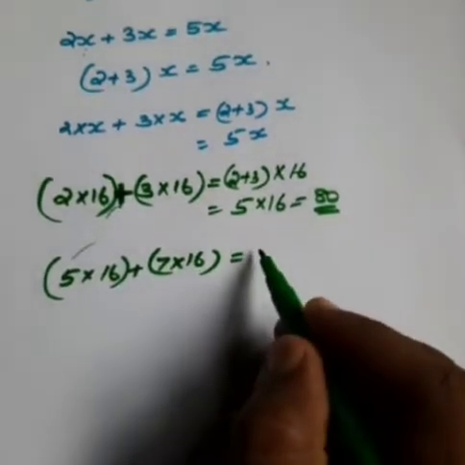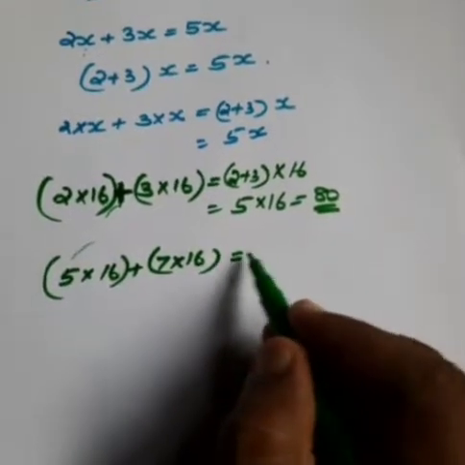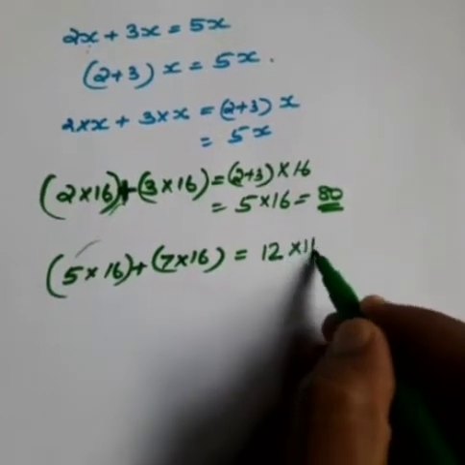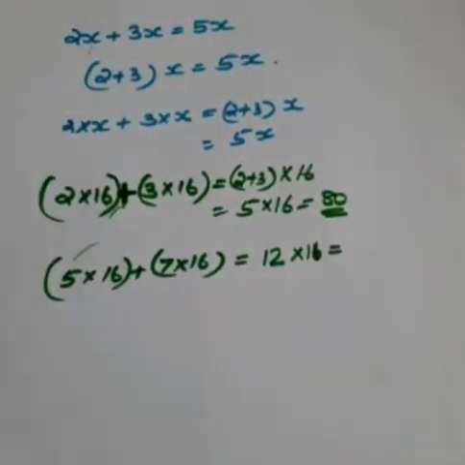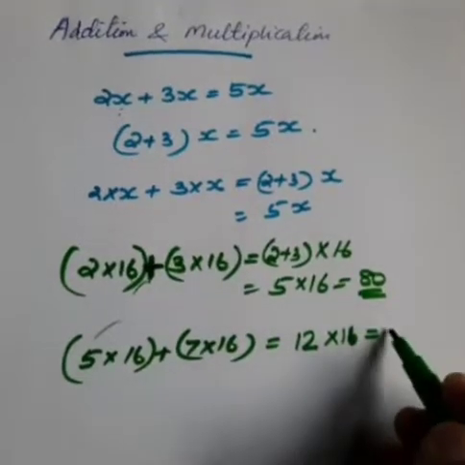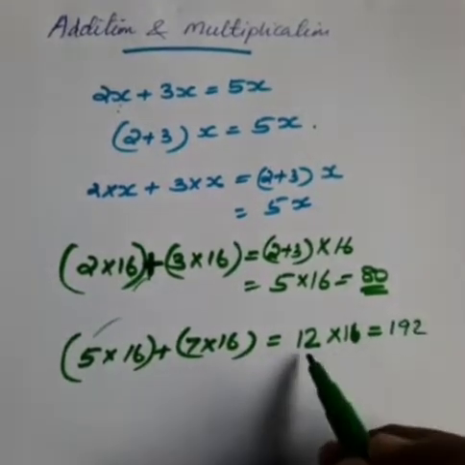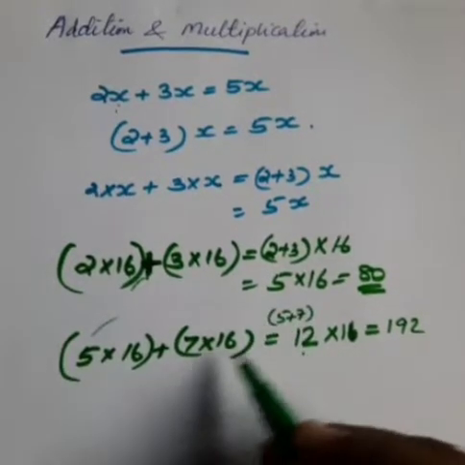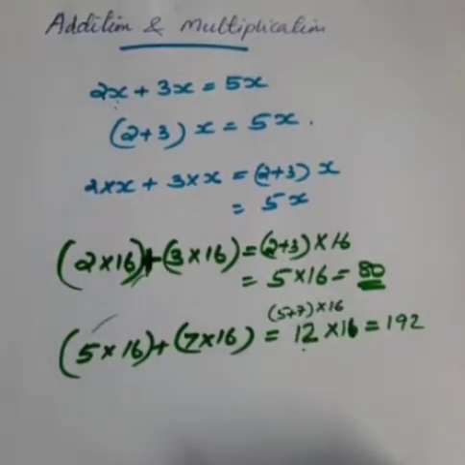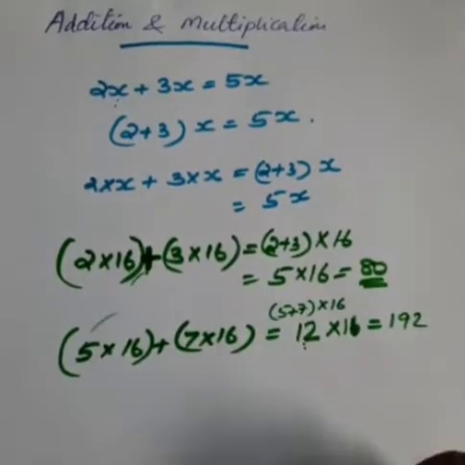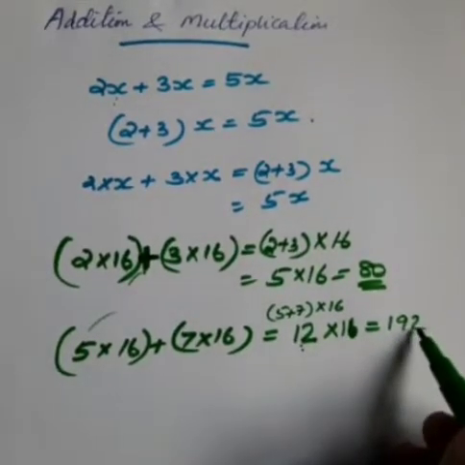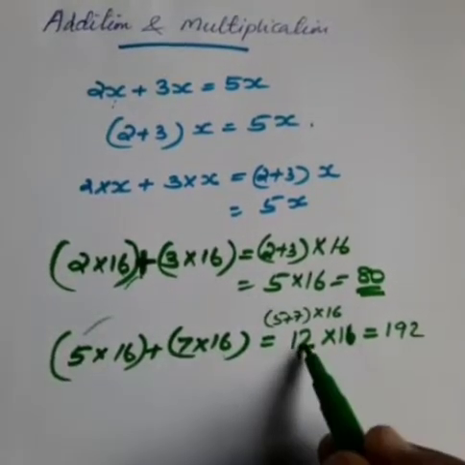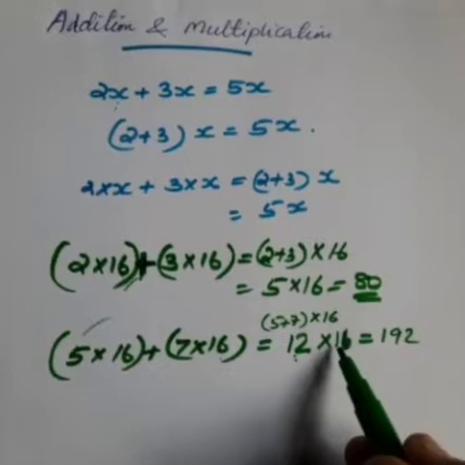5 and 7 are added together. Okay. So it will be 12. 12 into 16, we have to multiply it. We will get 192. How did you get this 12? This 5 and 7 are written together and multiplied by 16. So 5 plus 7 is 12. 12 into 16 is 192. So instead of doing like this, just the numbers should be added and that should be multiplied with the particular number.